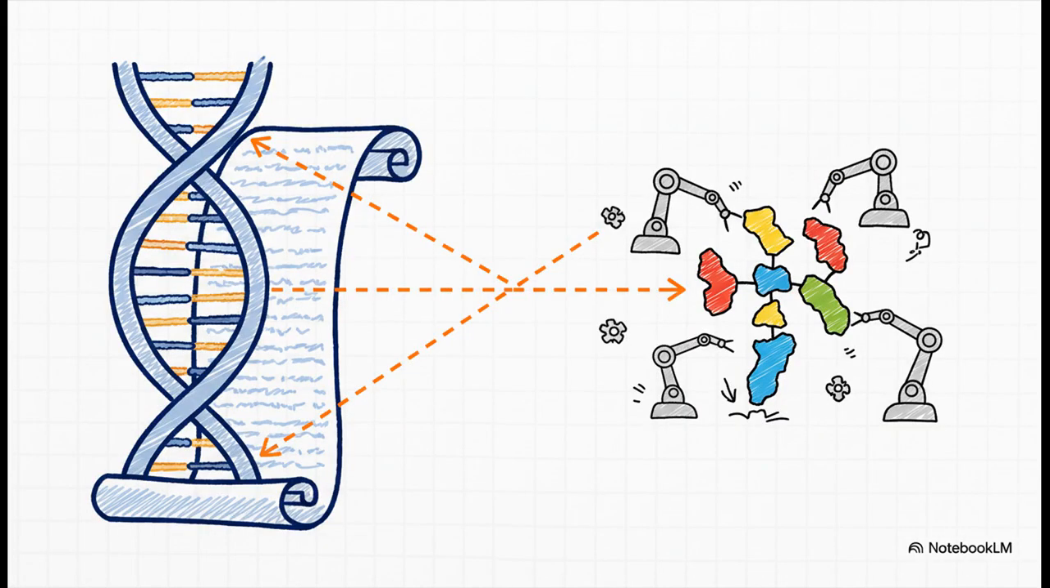And finally, the blueprint. How does the cell know how to build all those amazing protein machines in the first place? Well, all of the instructions are stored in nucleic acids, like DNA. It is the master plan that directs the entire construction project.